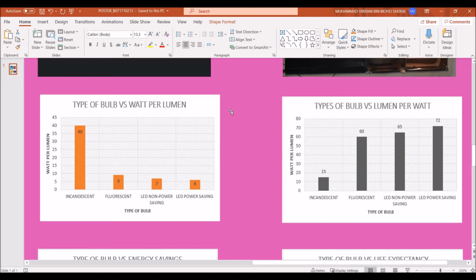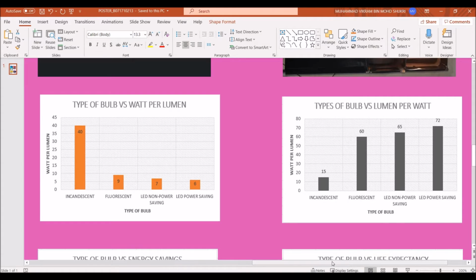Here our bar chart shows the type of bulb that I used versus the watt per lumen. For the incandescent bulb, I got 40 watts per lumen that it produced. So it is very high compared to the LED power saving, which was 6, and even the others were not as close to the incandescent bulb. So the incandescent bulb is a waste if you're using it. Even though it is cheap, it is a very high watt consuming bulb.